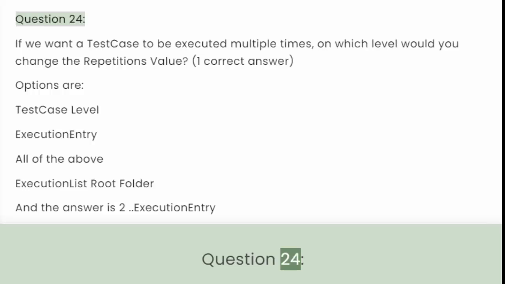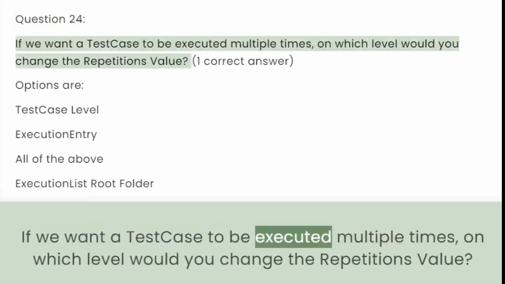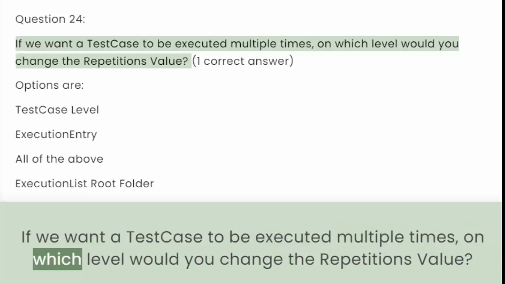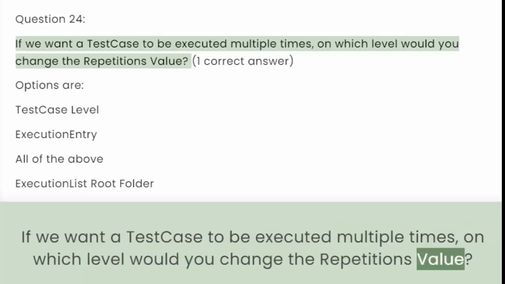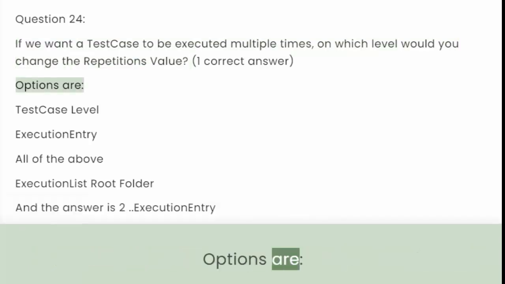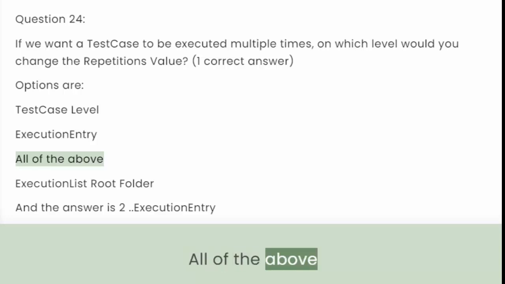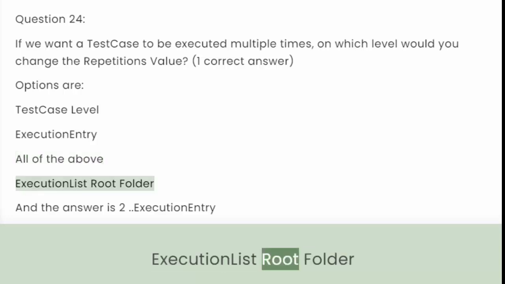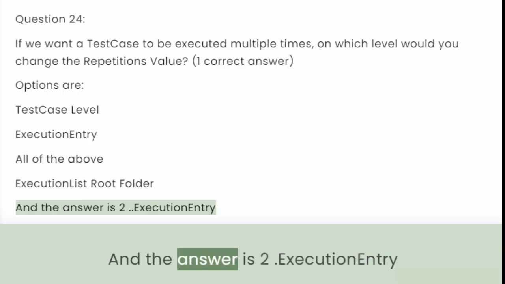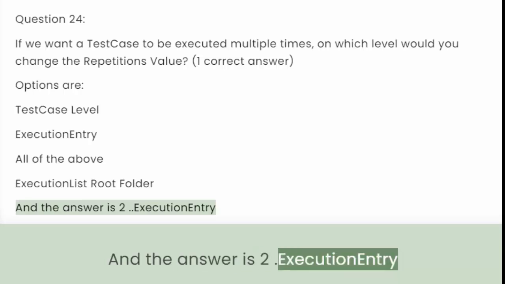Question 24. If we want a test case to be executed multiple times, on which level would you change the repetitions value? Options are: Test case level. Execution entry. All of the above. Execution list root folder. And the answer is 2, execution entry.